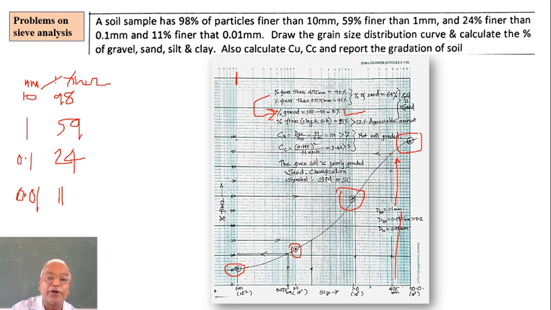Okay, percentage finer than 0.075 over here. If I go up at 0.075 and then try to find out the percentage, it is slightly above 20, between 20 and 22, that's why it is taken as 21. So percentage finer than 0.075, I have taken it as 21%. So percentage of fines, clay and silt, are nothing but 21%. The percentage of gravel is 10, percentage of fines is 21. So what is the percentage of sand then? Percentage of sand would be 100 minus 31.